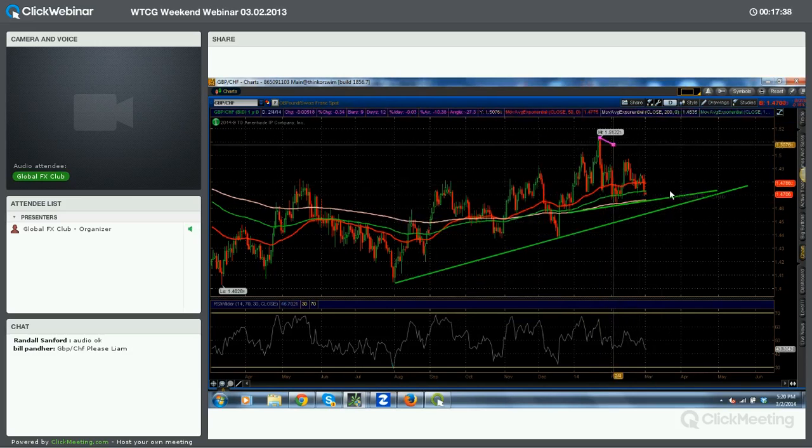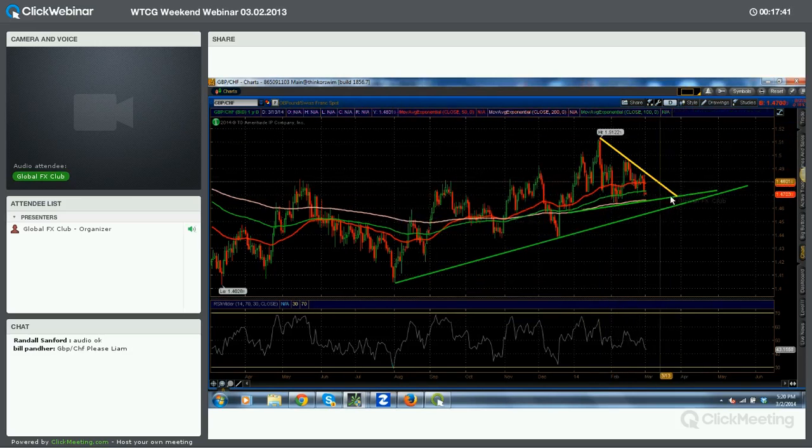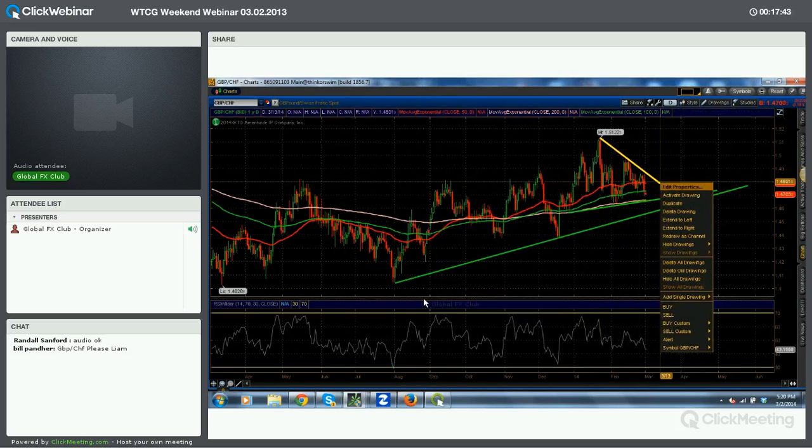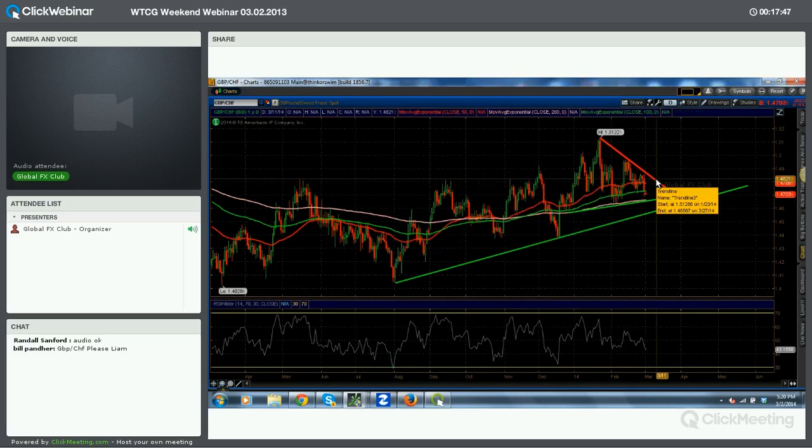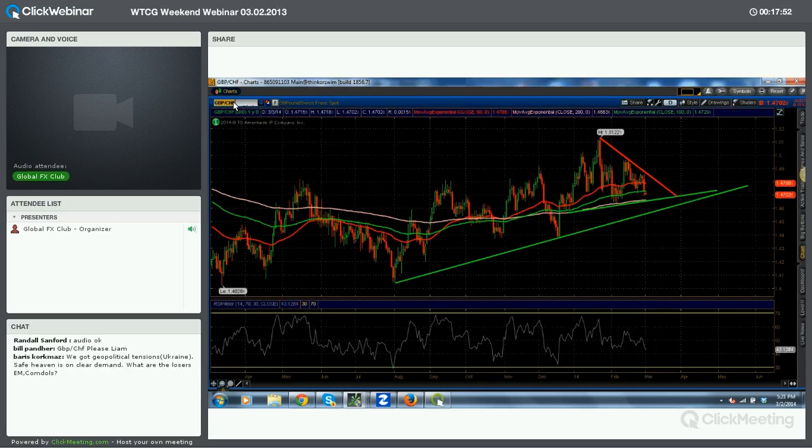If you're looking to sell, I guess against this descending trend line here at about 148. So those are the levels to watch on Pound Swiss. It's been pretty choppy lately, which isn't surprising. Euro Pound has also been kind of choppy lately.